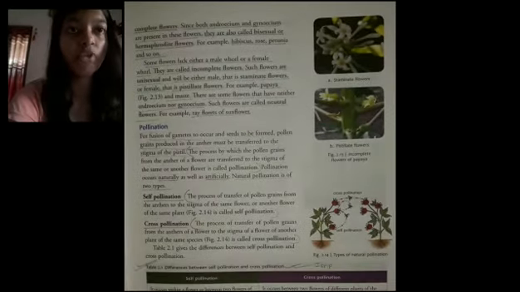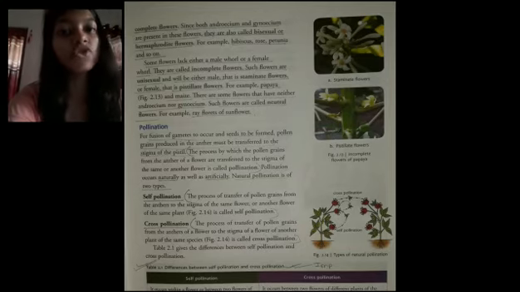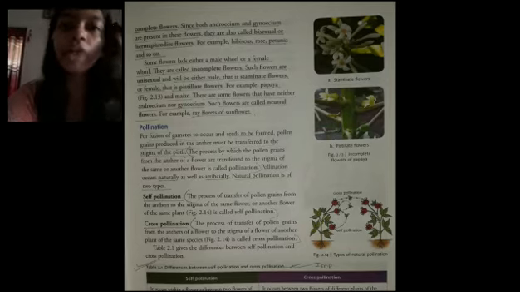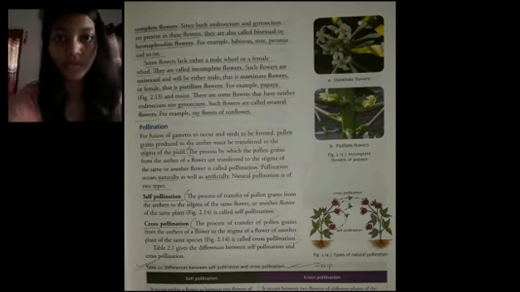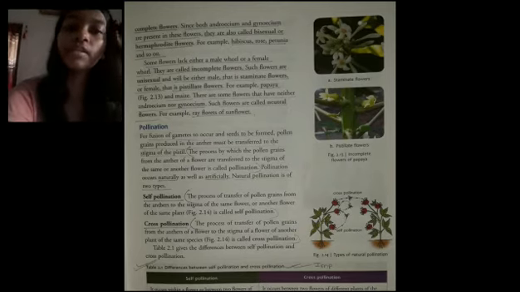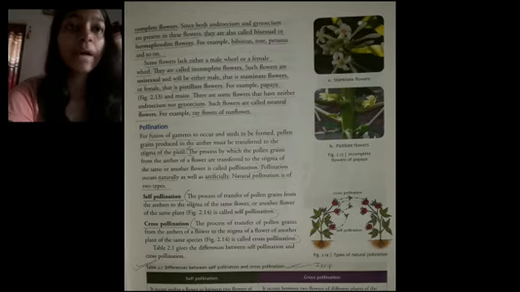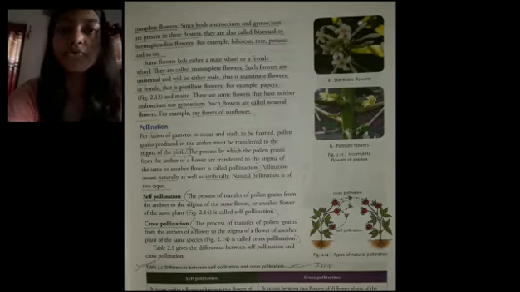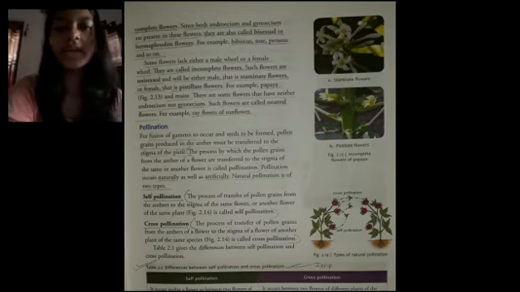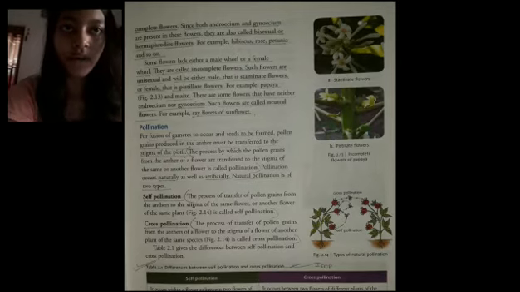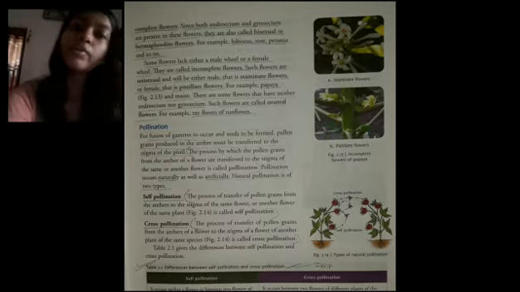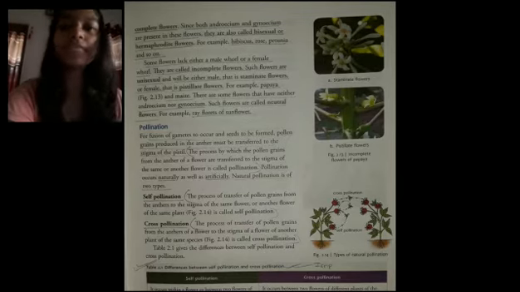Since both androecium and gynoecium are present in these flowers, they are also called bisexual or hermaphrodite flowers. So complete flowers are also known as bisexual or hermaphrodite flowers. For example, we can take hibiscus, rose, petunia too, and etc. Some flowers lack either a male whorl or a female whorl. They are called incomplete flowers.